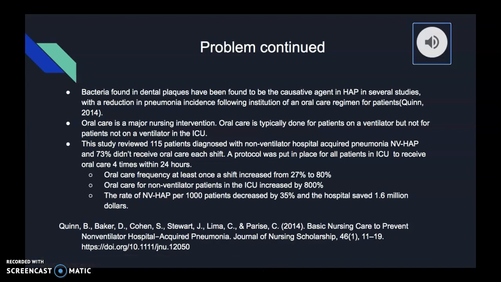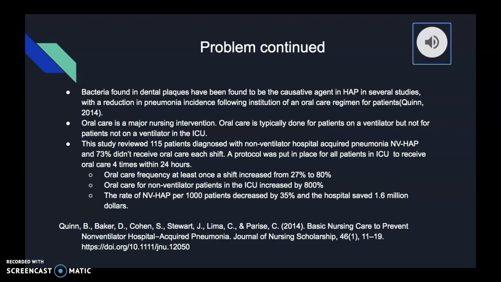This study reviewed 115 patients diagnosed with non-ventilator hospital-acquired pneumonia, and 73% didn't receive oral care each shift. A protocol was put in place for all patients in the ICU to receive oral care 4 times within 24 hours. They ended up getting great outcomes by this. The nurses and the other healthcare workers did comply with this. So the oral care frequency, at least once a shift, increased from 27% to 80%.